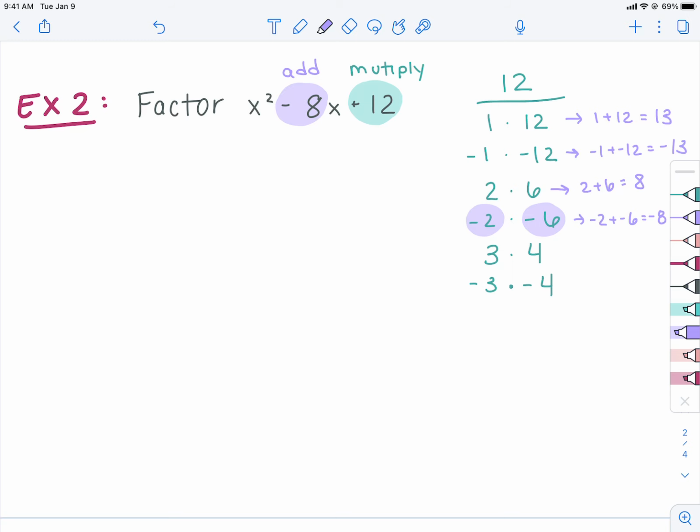When I go to factor it, I know I want 2 sets of parentheses. I'm going to take my x squared and break it basically in half. I'm going to take one x and put it in the first parentheses, and the second x in the second parentheses. So each parentheses will start with an x. And then I'm just going to use my 2 factors, my negative 2 and my negative 6.